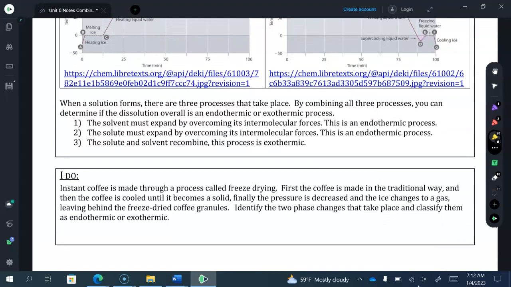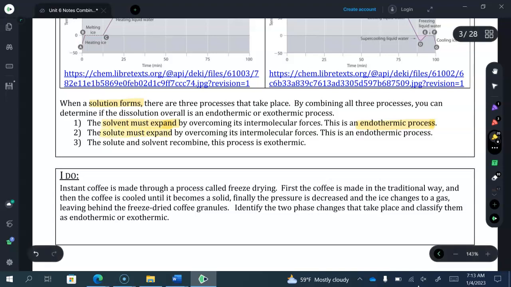So when a solution forms, so we dissolve salts or even sometimes sugars, whatever's dissolving into water, there are processes that take place. By combining all three processes, you can determine if the dissolution overall is an endothermic or an exothermic process. So we have to look at these three, where first the solvent must expand by overcoming its intermolecular forces. That is an endothermic process. You have to put energy in to pull the particles apart.